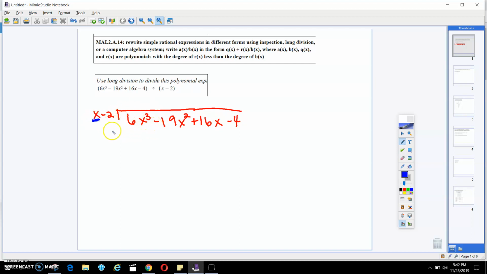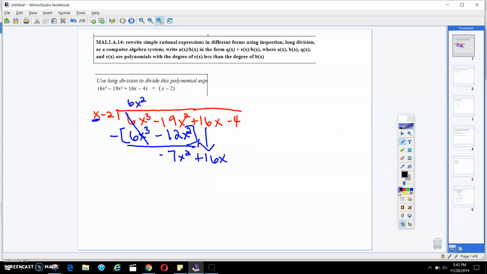All right. So what I'm going to do first is say 6x to the third power. If I divide it by x, what am I going to get? I'm going to get 6x squared, right? So then I'm going to take 6x squared, multiply it by x. That's going to give me 6x to the third power. I'm also going to multiply it by this negative 2. So 6x squared times negative 2 is going to give us negative 12x squared. I'm going to change the sign and draw my line. So really, I'm just going to subtract. So these will cancel out. Negative 19x squared minus negative 12x squared is going to make it a positive 12. So that's going to give me negative 7x squared. And I'm going to bring down this guy.